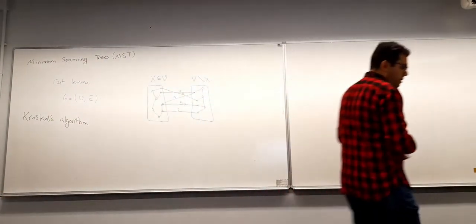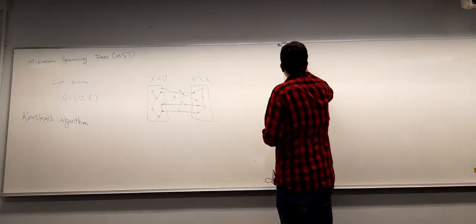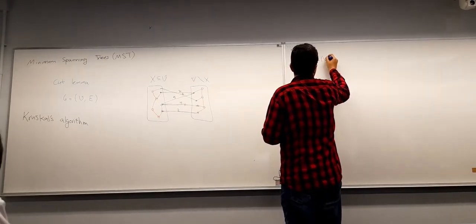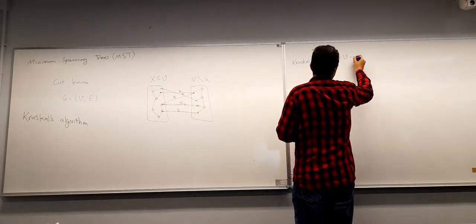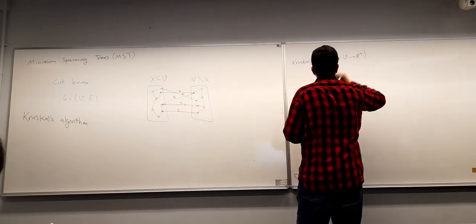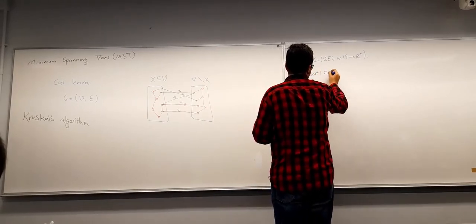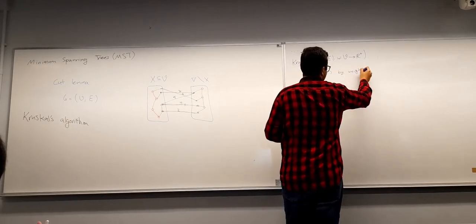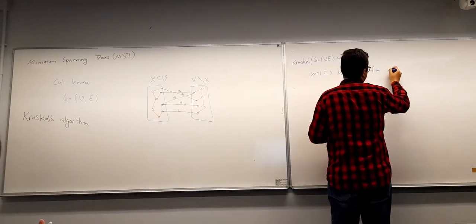So I can just write some pseudocode here. So this is Kruskal. Let's say I have a graph G, which has vertex set V and edge set E, and let's say I have a weight function that assigns some positive weight to every edge. And what I'm going to do is to just sort my set of edges E by weight, from smallest weight to largest.